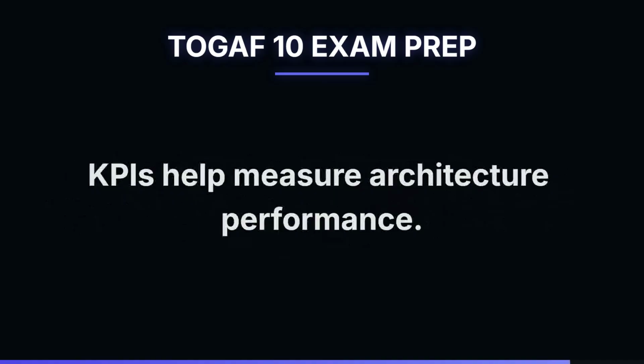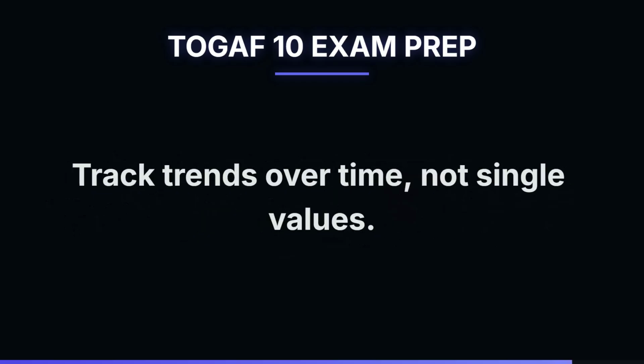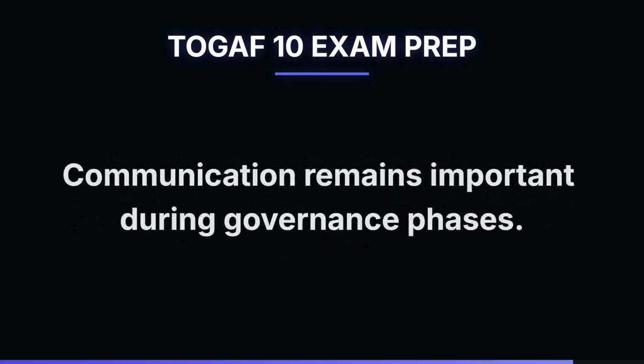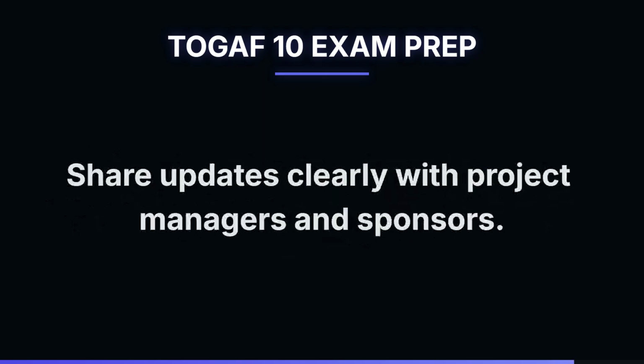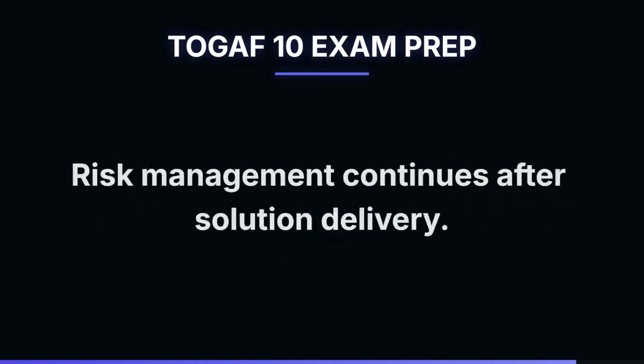KPIs help measure architecture performance. Examples include compliance rate and reuse percentage. Track trends over time, not single values. Communication remains important during governance phases. Share updates clearly with project managers and sponsors. Avoid technical language when speaking to executives.